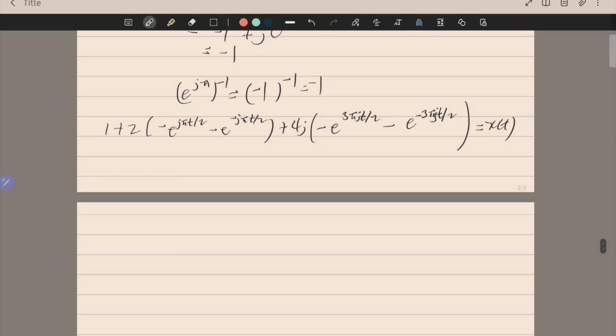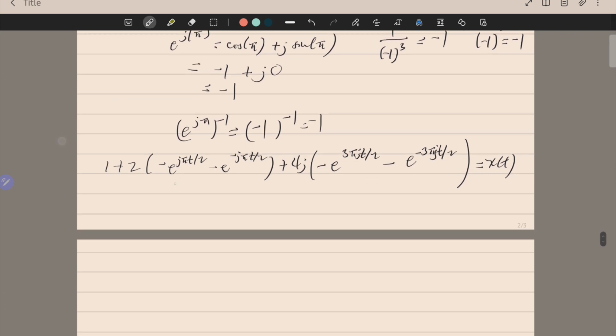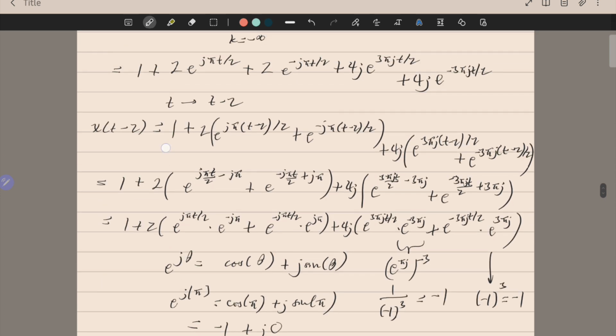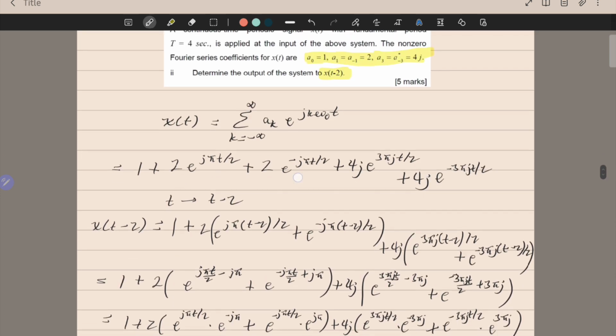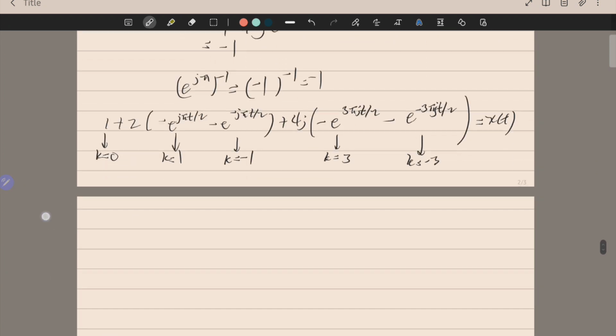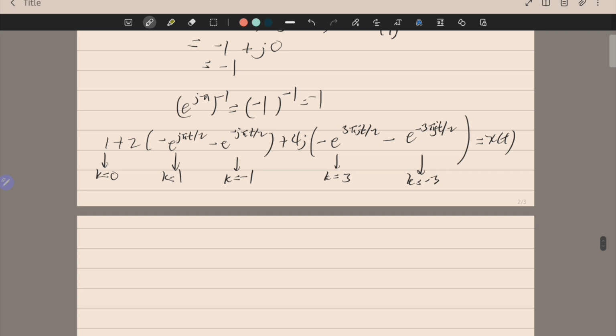Alright, so let's just analyze this real quick. What are the values of k here? The values of k here: this is k equals 0, this was k equals 1, this is k equals -1, this was k equals 3, this was k equals -3. This follows from right over here, this first Fourier series. So the values of k don't change because we're only changing the value of t. So what we have here is basically the Fourier series shifted.